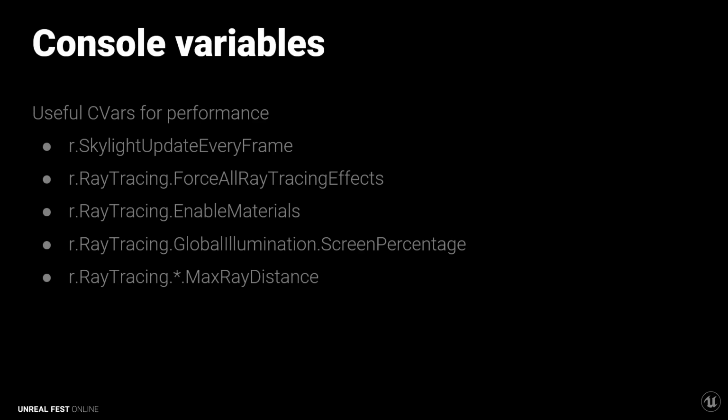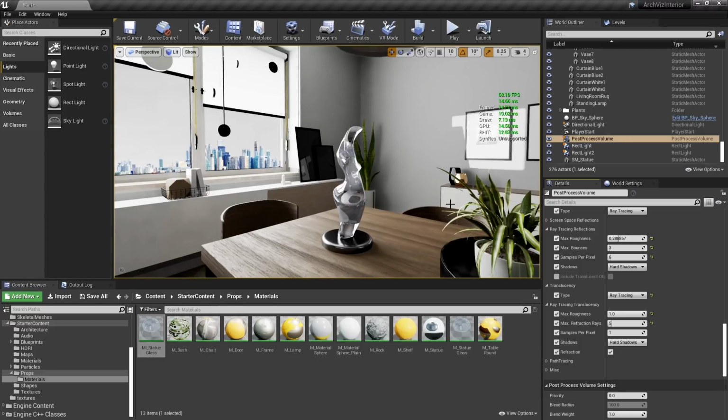Now, we did look at console variables today a little bit. There are some other options that you have available to you to help you with your performance. I've listed a few good ones here. Some of them are good for modifying your performance, and some of them are just good for debugging. So, for instance, we already looked at ray tracing.enable materials. We can also enable and disable all ray tracing effects entirely using the second one here, and that's going to be r.raytracing.force all ray tracing effects. Let's jump into the scene and have a look at that.